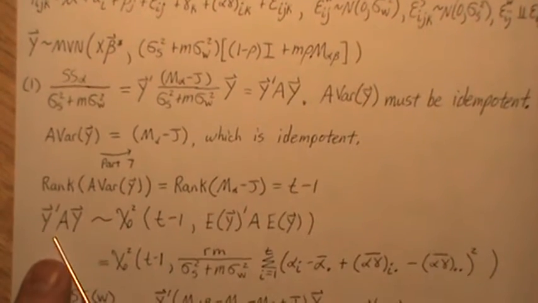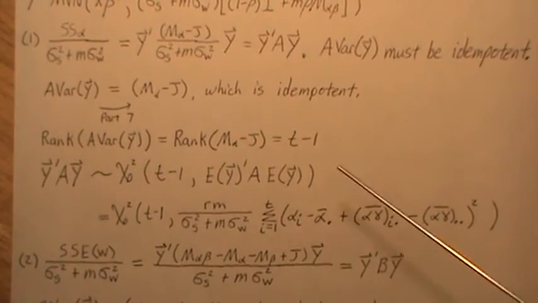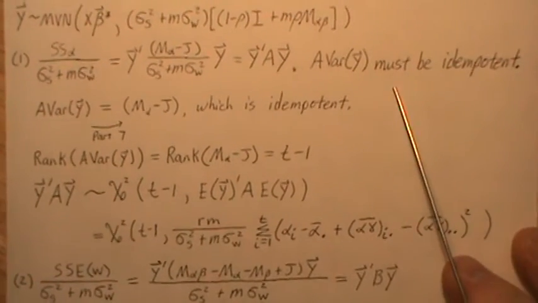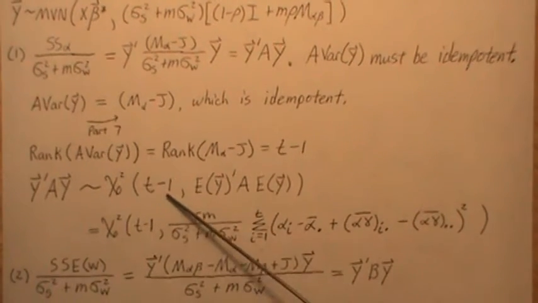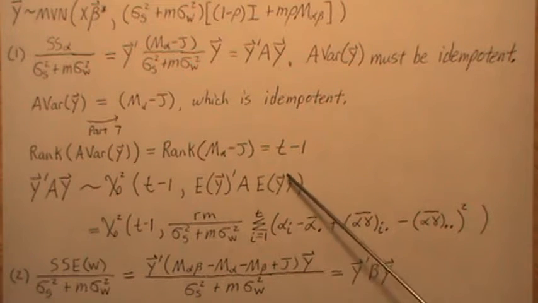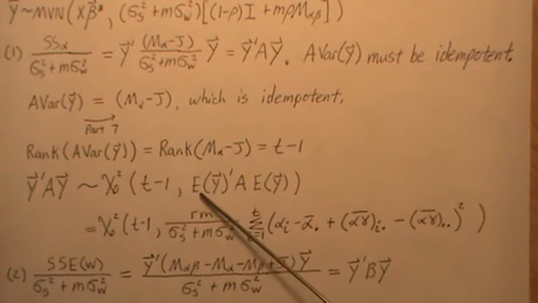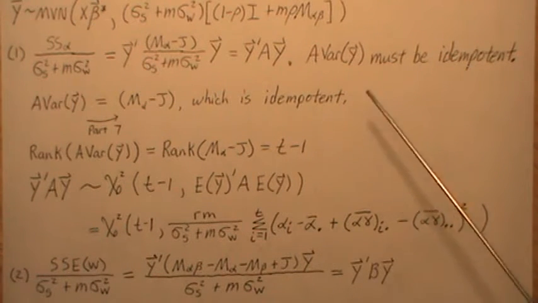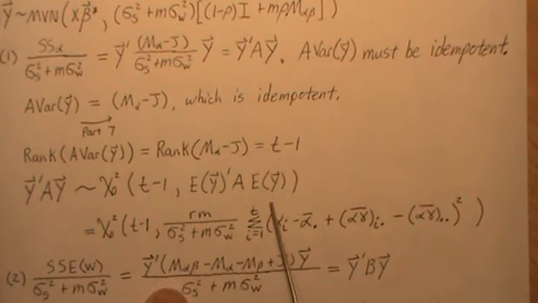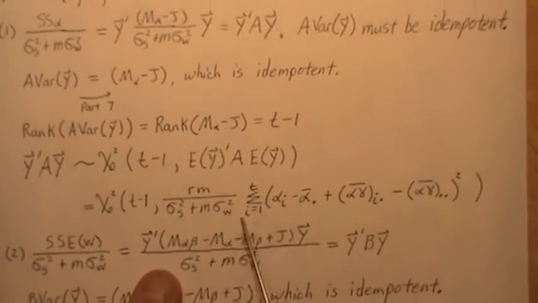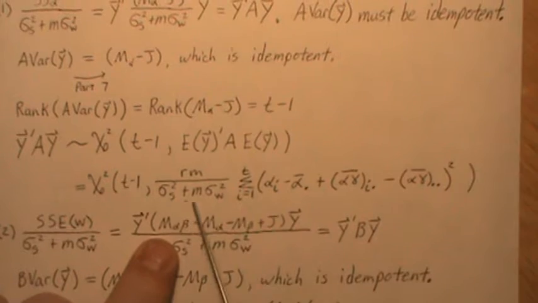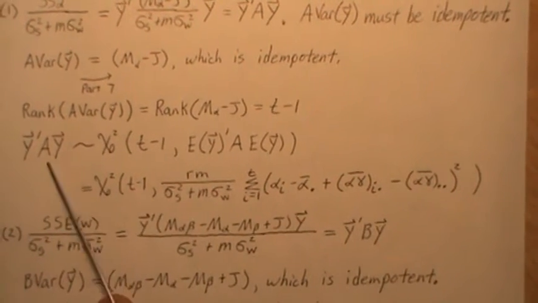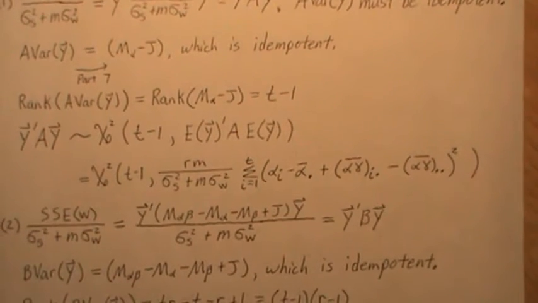So that says that the distribution of y transpose A y, where A is this piece here, is a non-central chi-square distribution with t minus 1 degrees of freedom, and it has a non-centrality parameter of the mean of y transpose times A times the mean of y. And now this piece here we examined in the previous video, and it has this scalar form. And that's it. So this is distributed as a chi-squared.